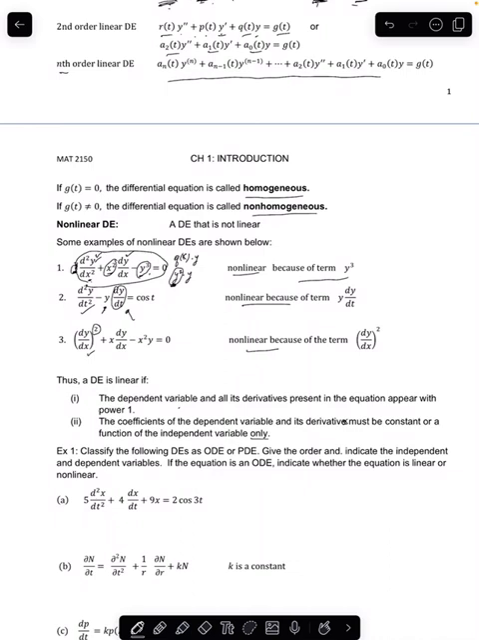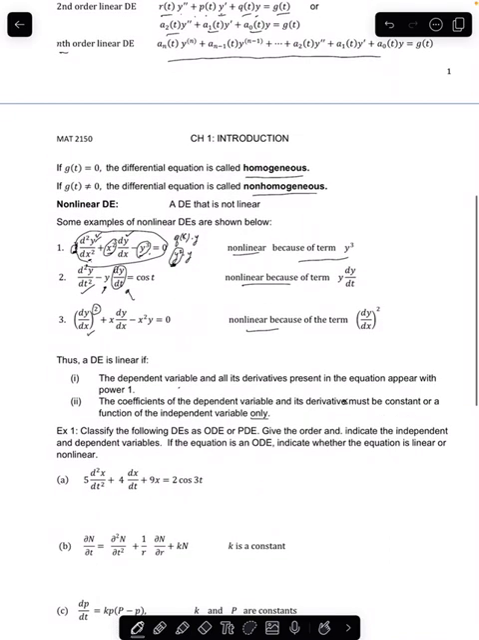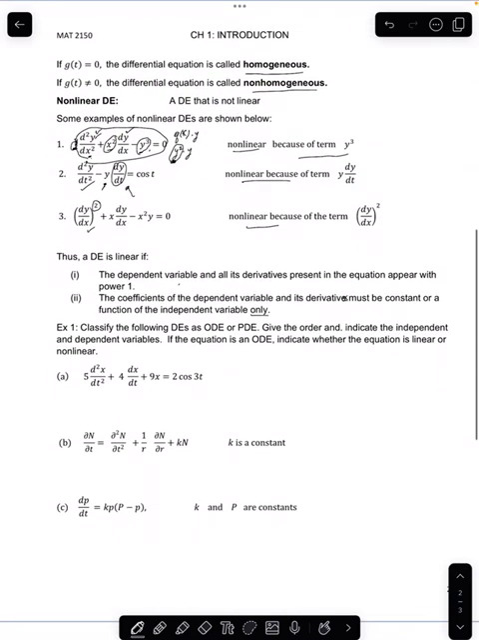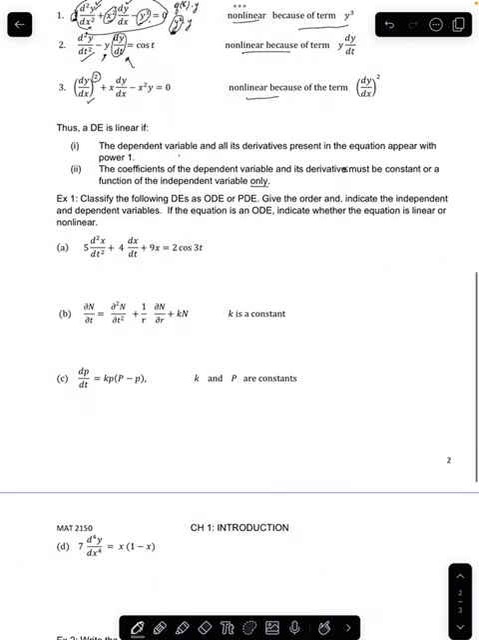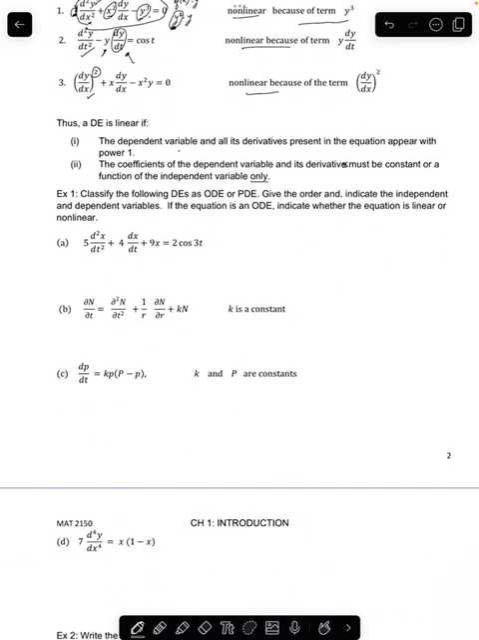Okay, so let us see if we can figure out which differential equation is linear and which is not, and also which one is actually an ordinary differential equation and which one is a partial differential equation. Okay. So here, the first example, A. Also remember we have to indicate the independent variable, the dependent variable, and if the equation is an ordinary differential equation, we have to tell whether it is linear or non-linear.